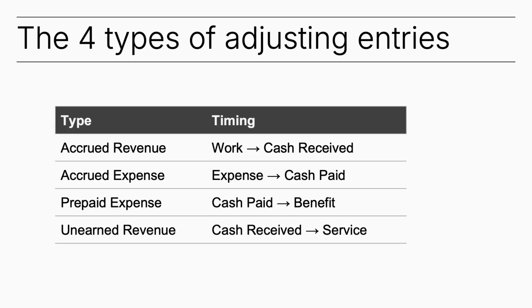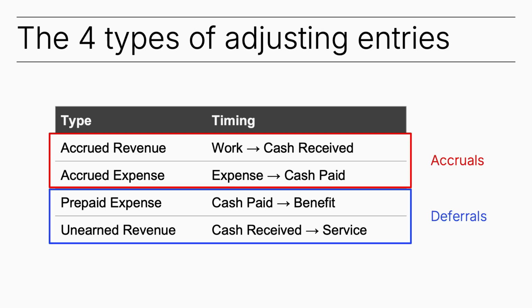Now, let's bring everything together. These are the 4 main types of adjusting entries. 2 of them happen when activity comes first, while the other 2 happen when money comes first. Instead of memorizing definitions, focus on the timing pattern. If you understand timing, you can identify all 4 types. We can also group these 4 types into 2 categories: accruals and deferrals. Accruals happen when the activity comes first and cash comes later. And deferrals happen when cash comes first and the activity comes later.